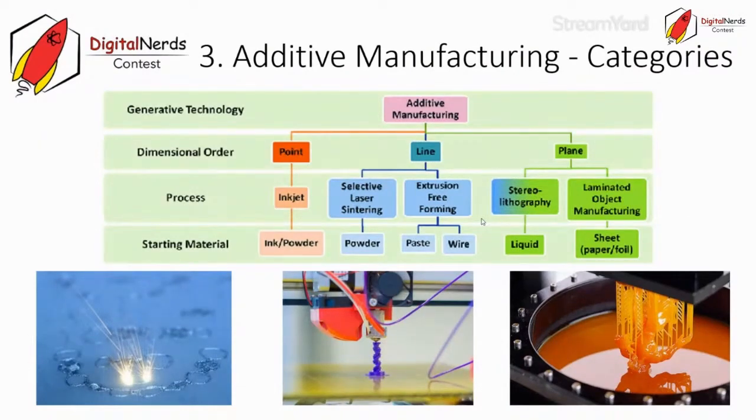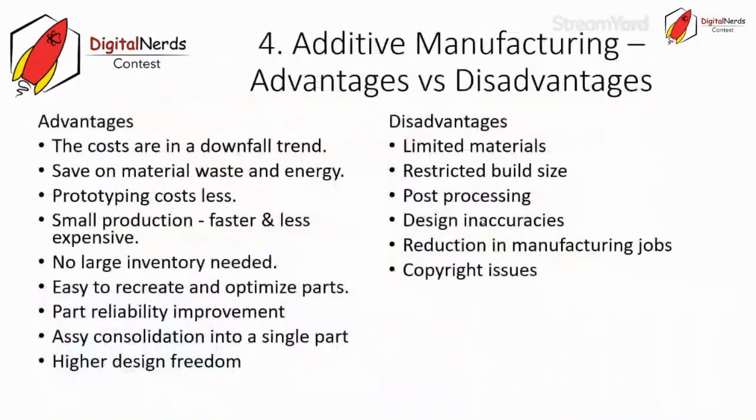And also stereolithography, which offers one of the most detailed objects after printing. And here you can see also some examples: SLS for metal on the left side, in the middle FDM, and on the right side SLA with resin.